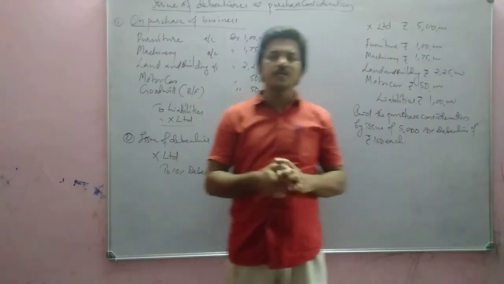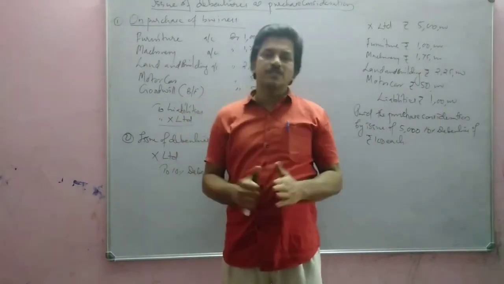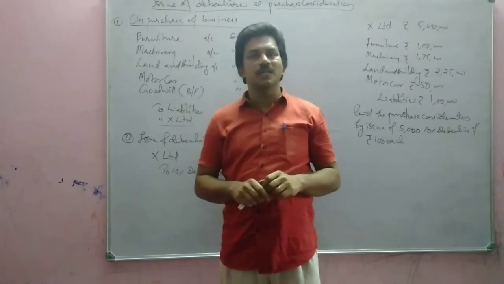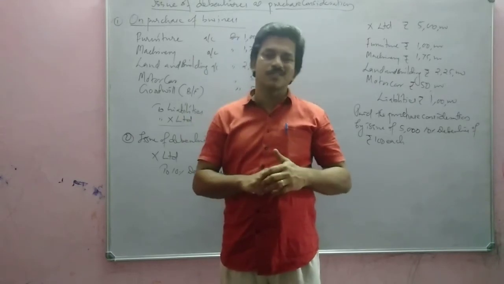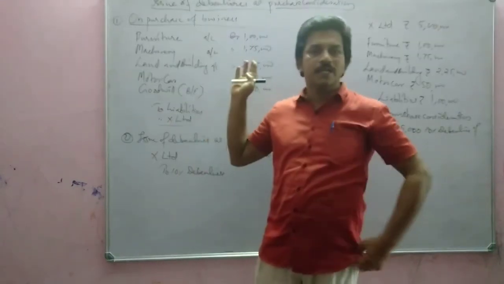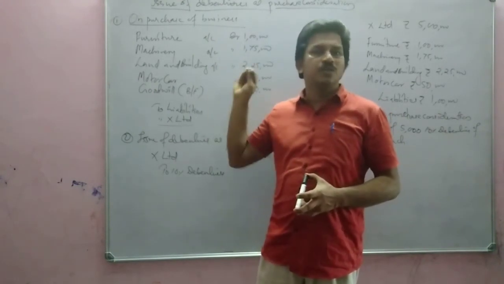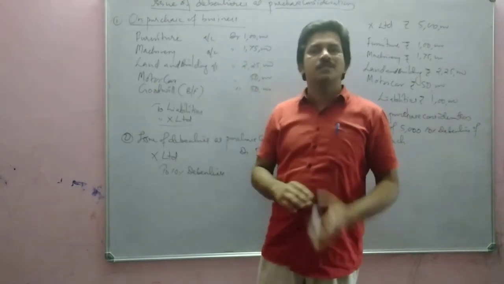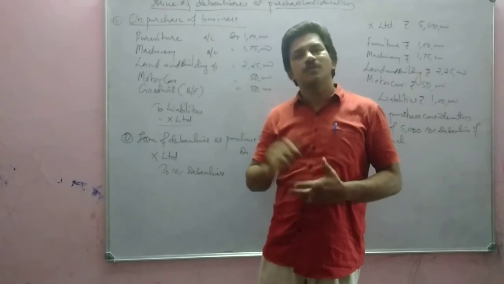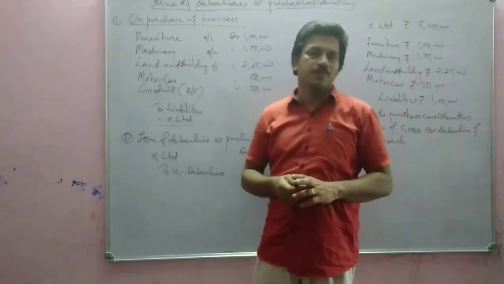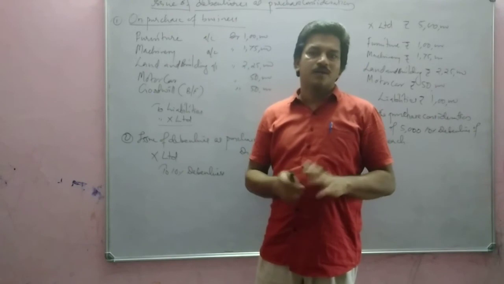We have studied today about issue of debentures for consideration of cash and issue of debentures for consideration other than cash. In that case, two things we have studied: debentures issued for the purchase of assets and debentures issued for purchase of business. Okay, all of you clear that?